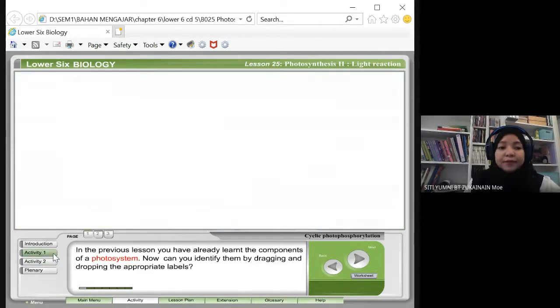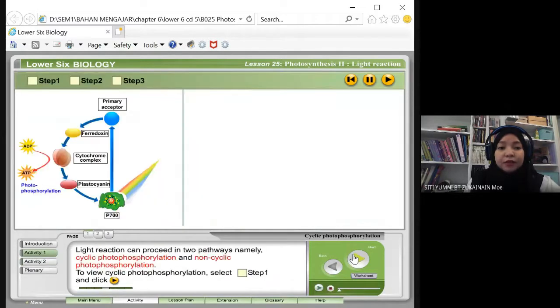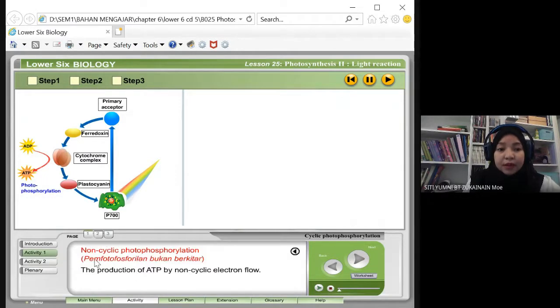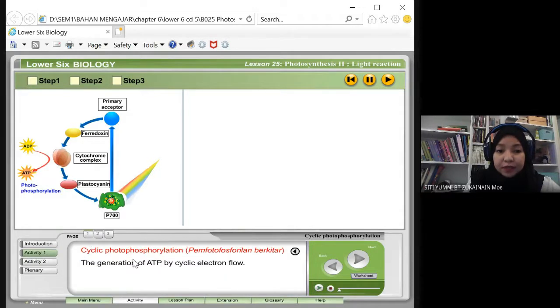Okay, while in photosystem 1 cyclic photophosphorylation, cyclic photophosphorylation is the generation of ATP by cyclic electron flow.